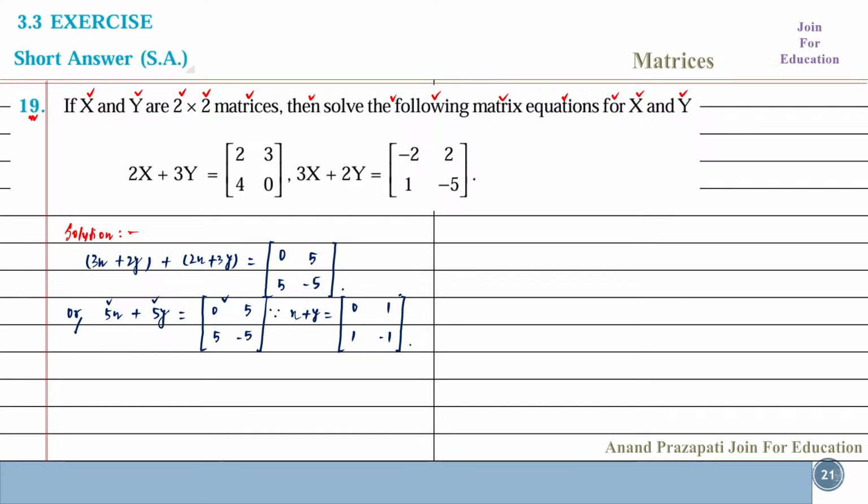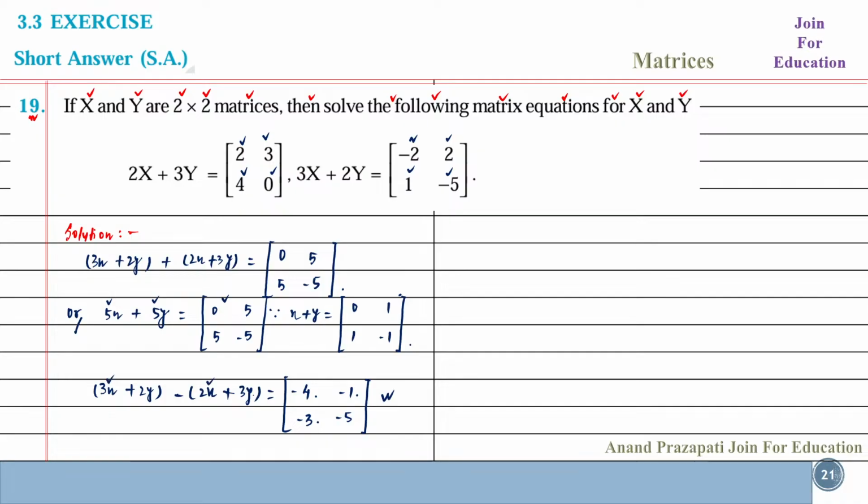Now we subtract 3x plus 2y minus 2x plus 3y equal to, we get minus 2, then we get here minus 4, and 2 minus 3, then we get here minus 1, and 1 minus 4 equal to minus 3, and minus 5 minus 0 equal to minus 5. There is no problem to understand up to this step.